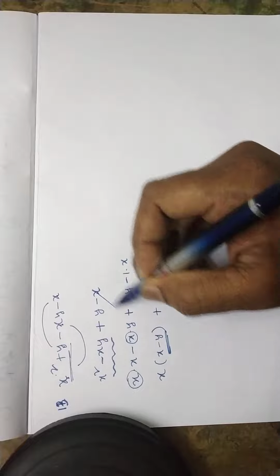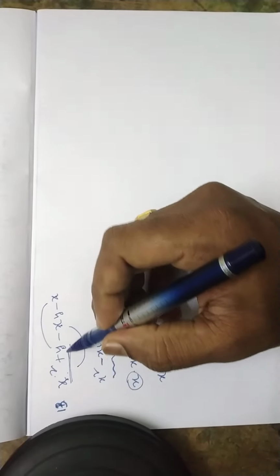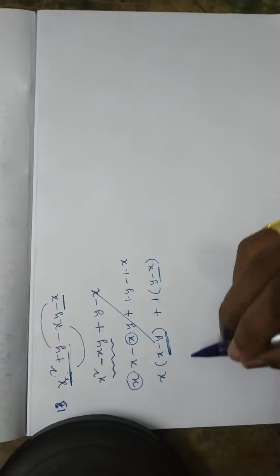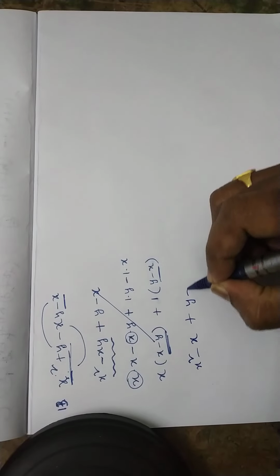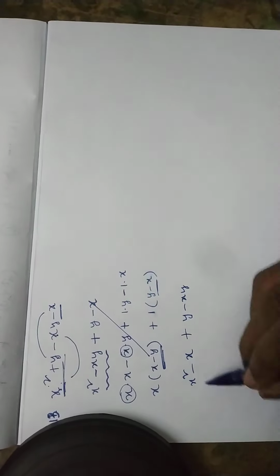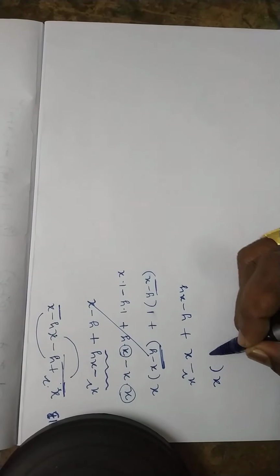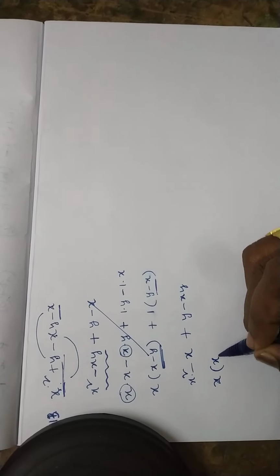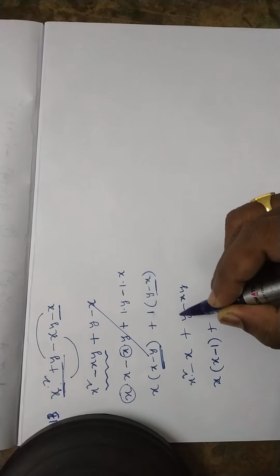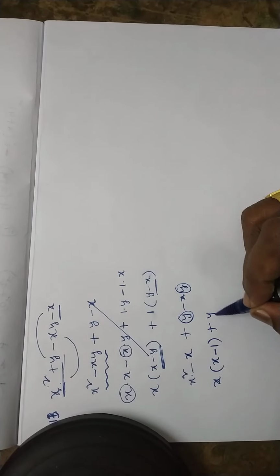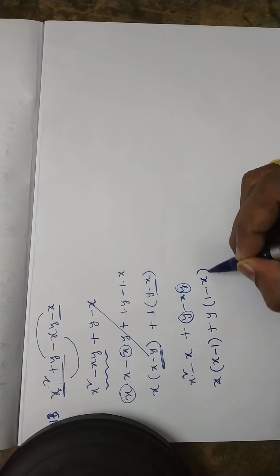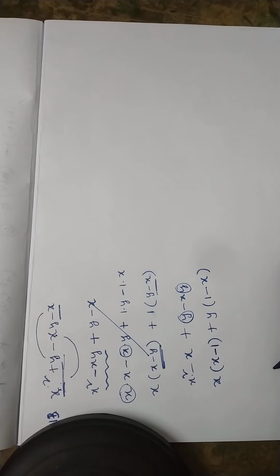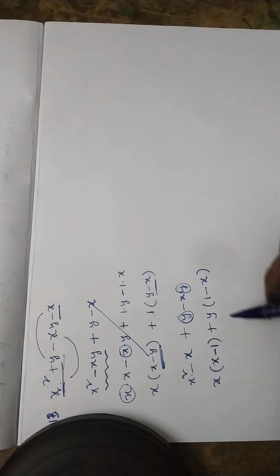Okay, cancel. Now what you have to do, first and fourth will combine. First x square minus xy, plus y minus x. As you take x as a common factor here, x into x, x square minus 1, plus y you can take as a common factor. When you take y, you will get 1 minus x. Wow, what is this bad situation? So then what can we do?